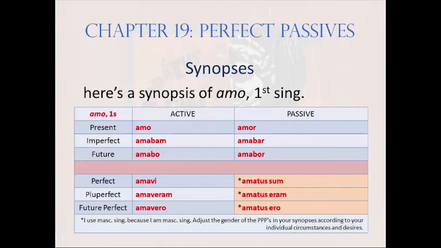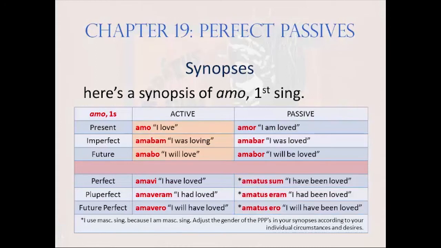Amatus eram, amatus ero. These translate as, starting back in the upper left-hand quadrant with the present active, I love, I was loving, I will love, and in the present passive, I am loved, I was loved, I will be loved. The perfect active, I have loved, I had loved, I will have loved. And finally, the perfect passive, I have been loved, I had been loved, I will have been loved.